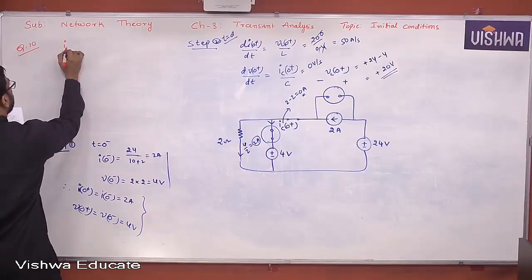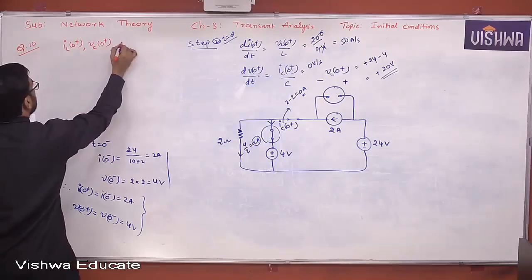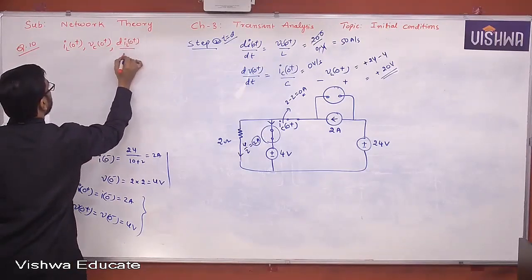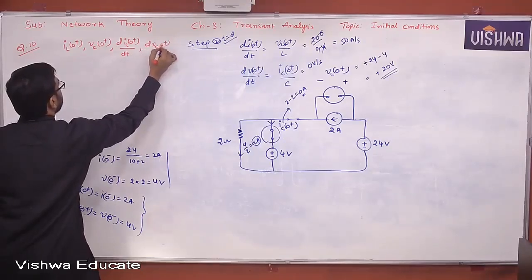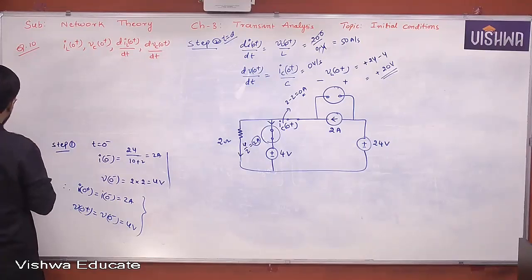Find IL of 0 plus, VC of 0 plus, d IL of 0 plus by dt, d VC of 0 plus by dt. The network is given something like this.